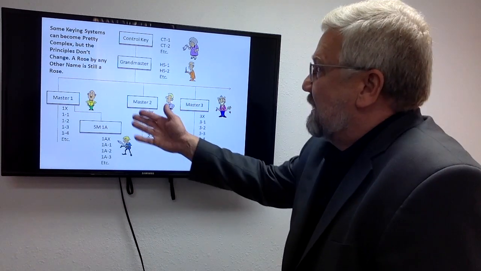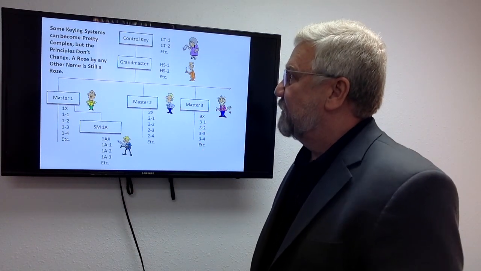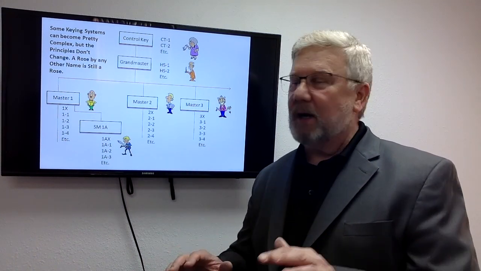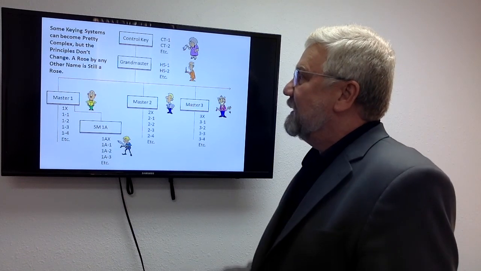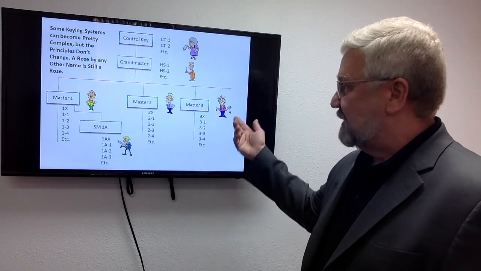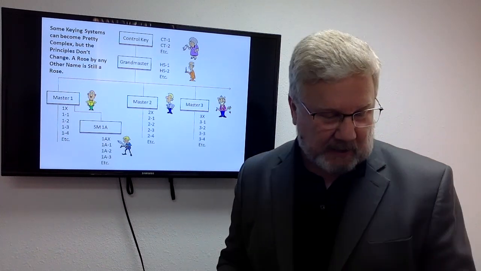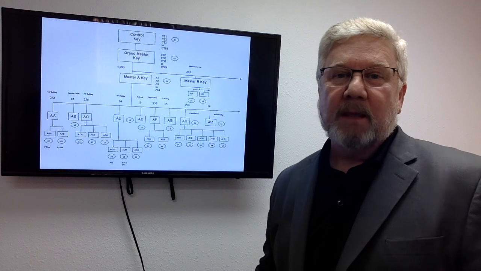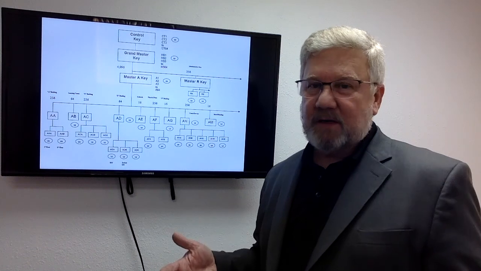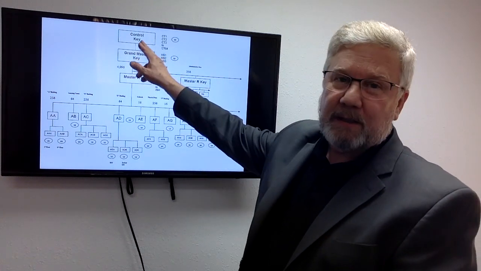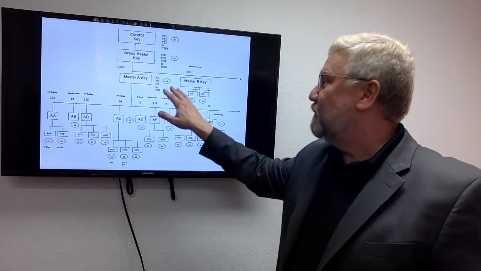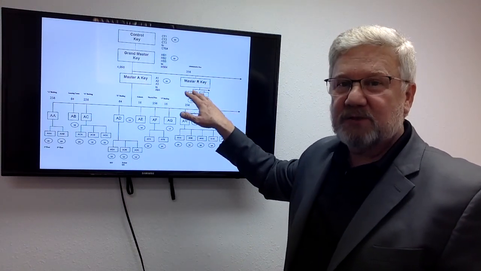Some keying systems can become pretty complex, but the principles don't change. What we've discussed here is pretty much how you go about it, no matter how complex you get. A rose by any other name is still a rose, and you can see the family tree, the master three, problem child, of course, with his kids, but this is a true schematic that's represented one of our customers. They've got a control key, a Grand Master key. They've got two different masters. One's for academic stuff, one's for restrictive areas, more administrative.